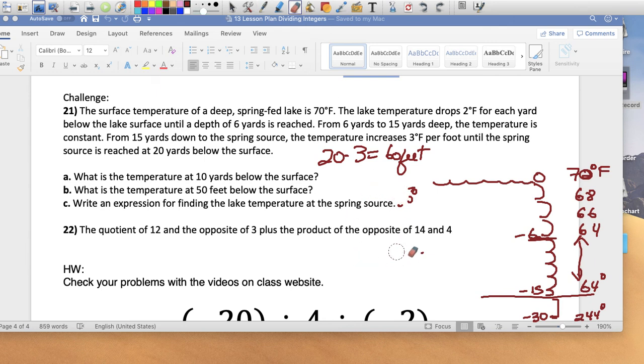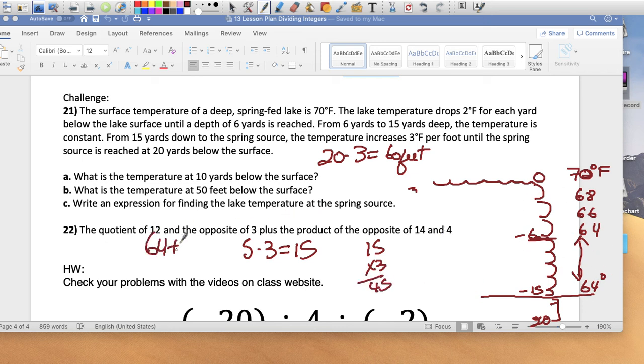So we want to go. Right now we're at 15 yards. We're going to go down to 20 yards. That's an extra 5 yards. So 5 yards times 3, that's 15 feet. So 15 feet times 3, I probably lost half of you by now. So that's 45. So 64 plus 45, because there's an increase in temperature, that's going to give us 109. So the temperature here should be 109.